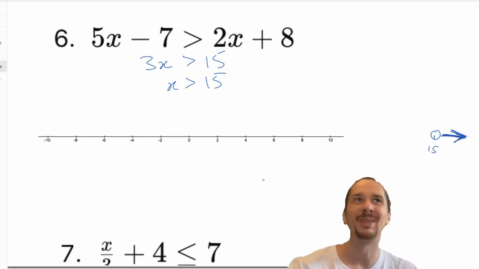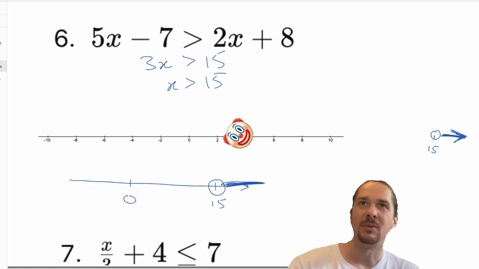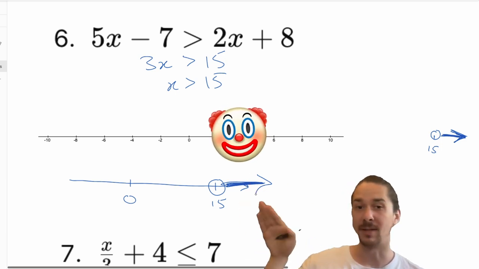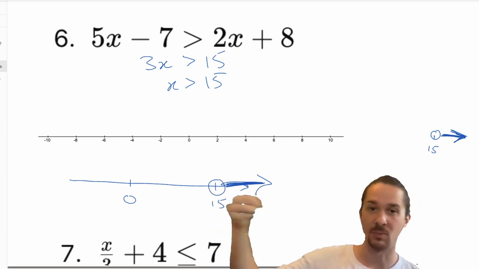You have to draw your number line appropriately. So maybe if I did it again, I would just put 0 here, and I would put 15 here, and I would put an open circle, and I would put my arrow like that. And that's fine. That's all you have to do. Your working out can be messy like this, but it's clear. There's 15, it's an open circle, and we're looking at x being greater.